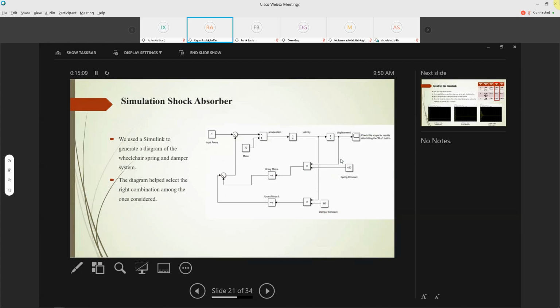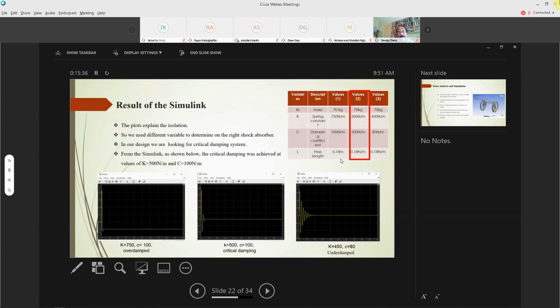We used Simulink to generate a diagram for a wheelchair spring and damper system, and the diagram helps in selecting the best combination among the ones we consider between K and C. In a quick run through the diagram, we started with the input force, and most of the numbers are constant. We only applied different values for K and C to determine the best combination for our design.